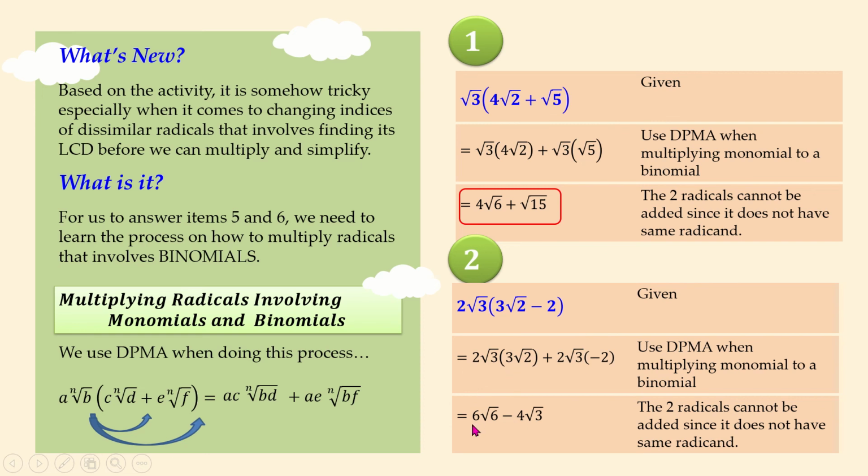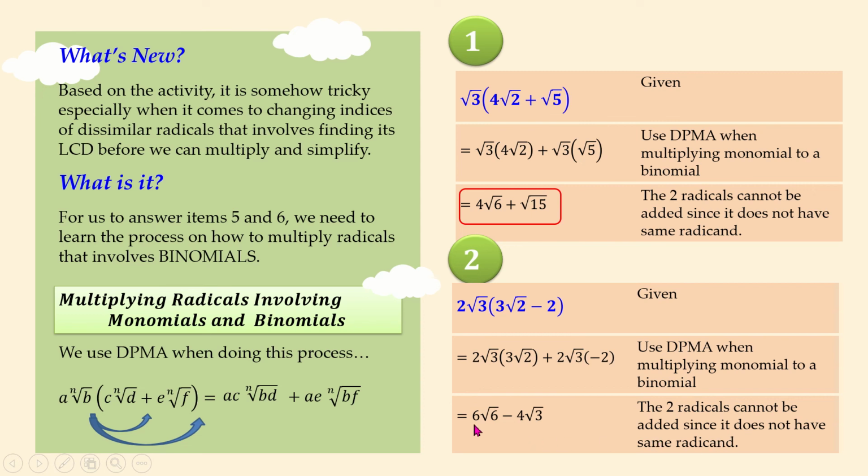So 2 times 3 is 6. Number inside, 3 times 2. Radical times radical, 3 times 2 is 6. Then plus 2, positive 2 times negative 2 is negative 4. Then square root of 3, there is a radical beside the negative 2, so therefore copy square root of 3. Okay, the two radicals cannot be added nor subtracted, since they do not have the same radical.